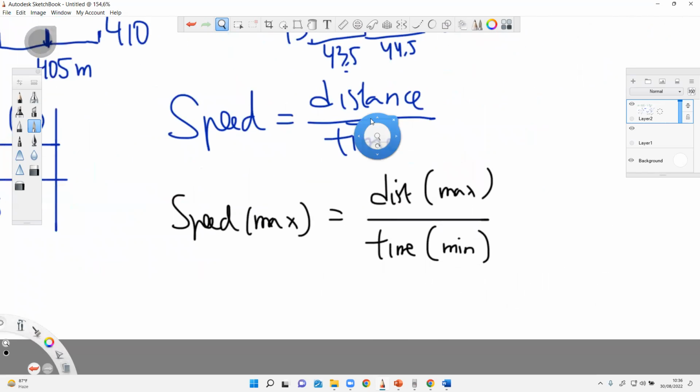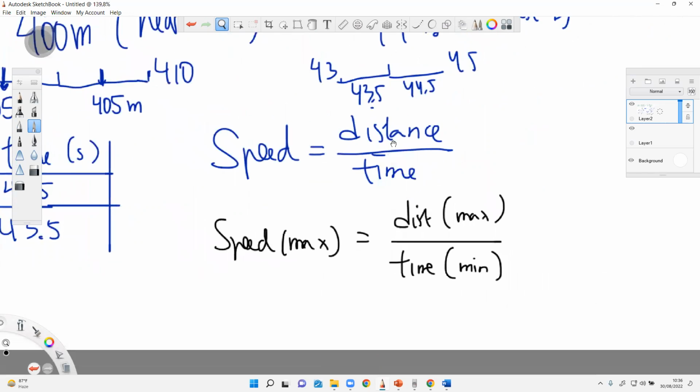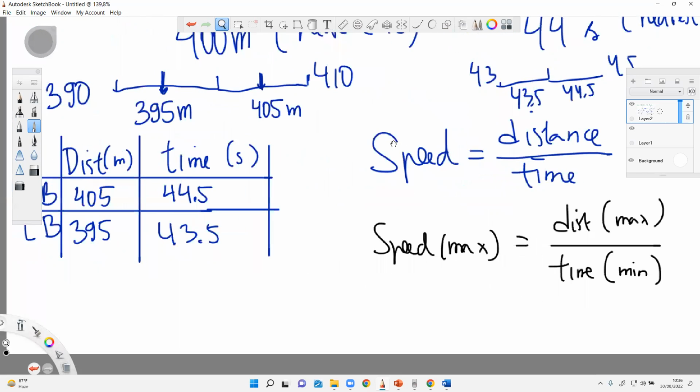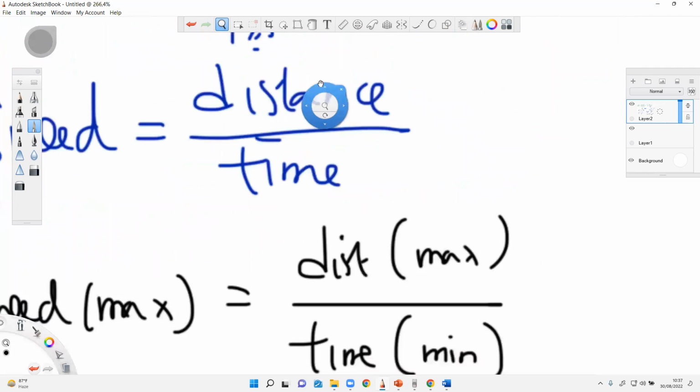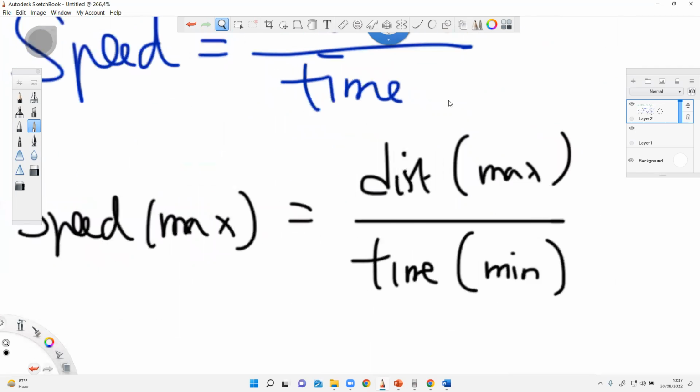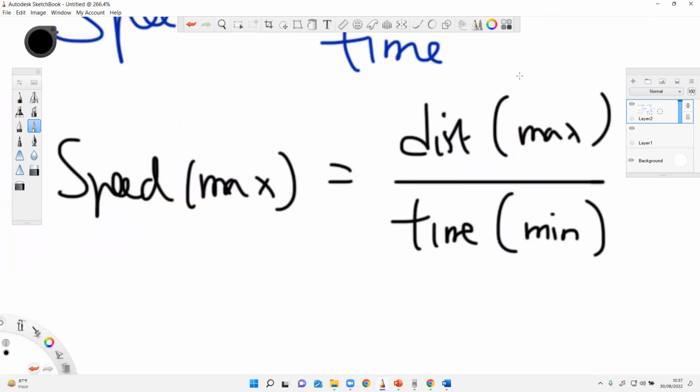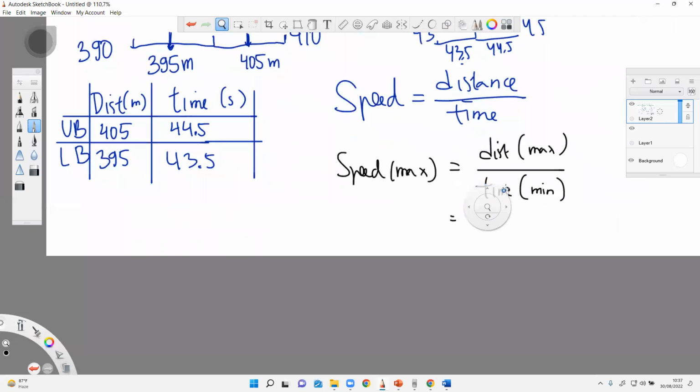Anyone that's still confused? Here, to find the maximum speed, the distance is supposed to be more and the time is supposed to be as less as possible. So the maximum distance is the upper bound of the distance, 405, over the time, here, 43.5. Why? Because you are using the lower bound of the time.